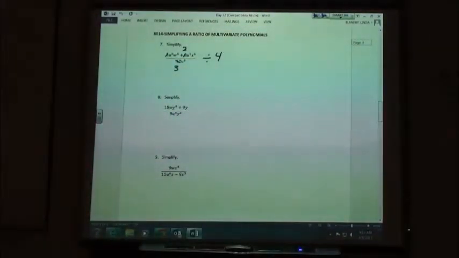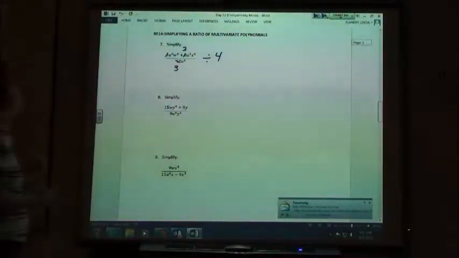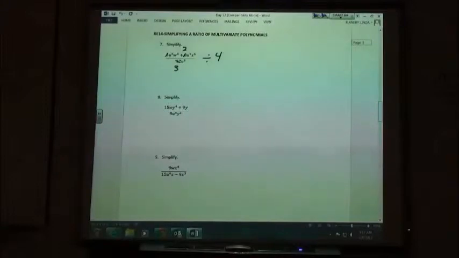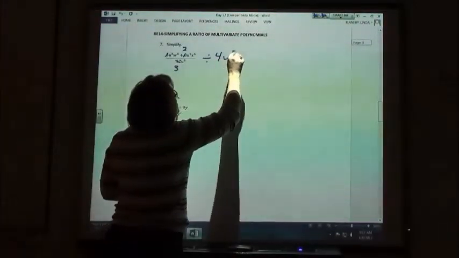Then I'm looking at my u's. I've got a u to the 6th, a u to the 5th, and a u to the 3rd. My greatest common factor there is u to the 3rd. You always do the lowest exponent because you can't take out more than you have.